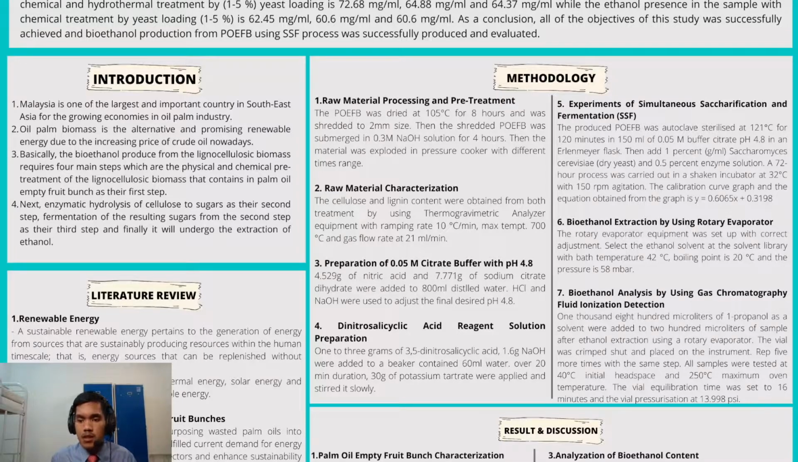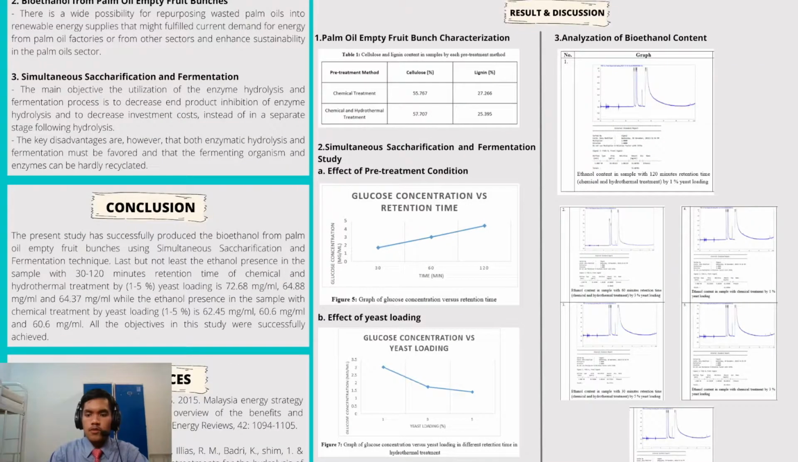All samples were tested at 40 degrees Celsius initial headspace and 250 degrees Celsius maximum oven temperature. The vial equilibration time was set to 16 minutes and the vial pressurization at 13.998 psi. For the results and discussion, firstly, palm oil empty fruit bunch characterization.